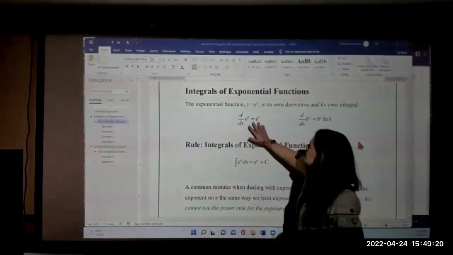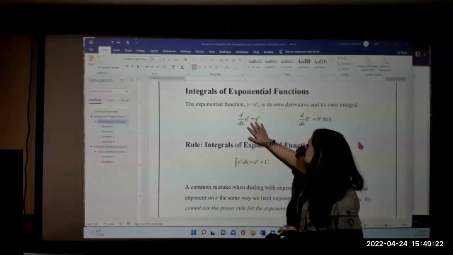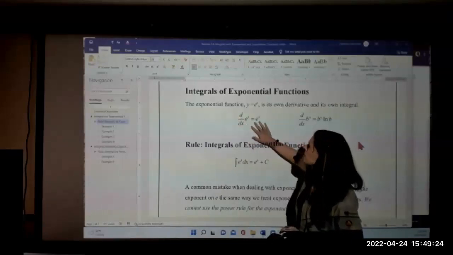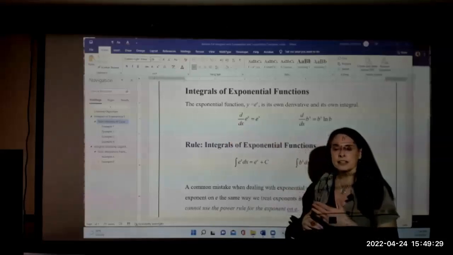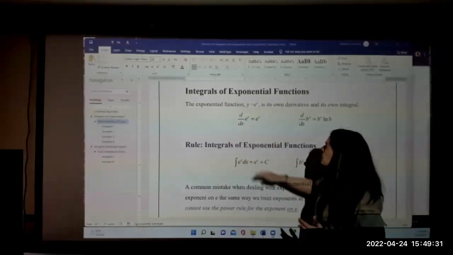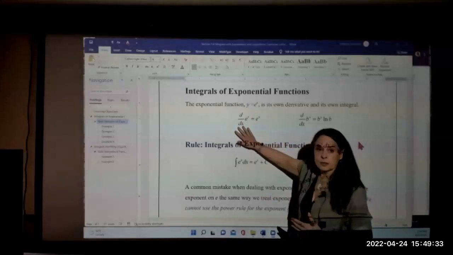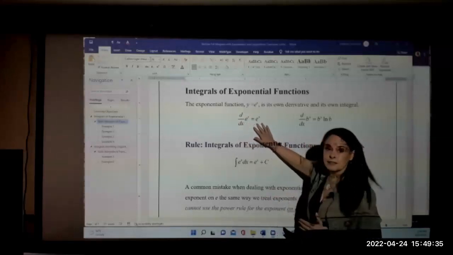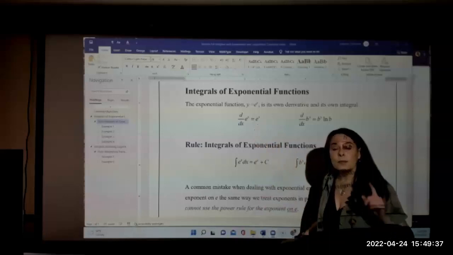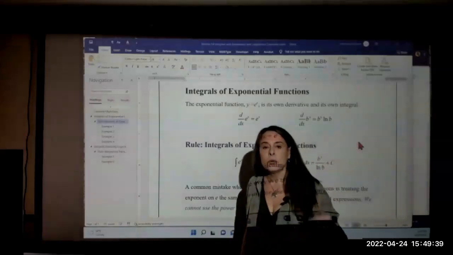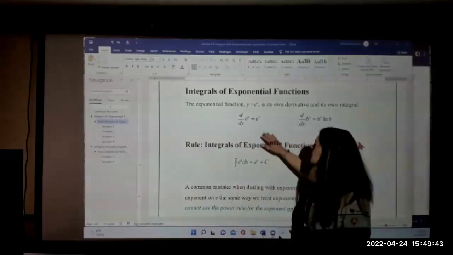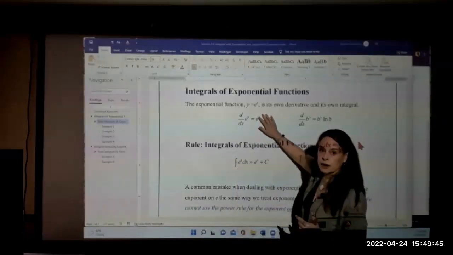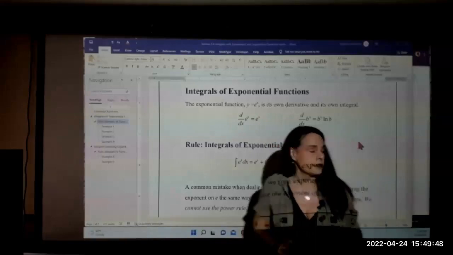Now, when we look at the integrals of exponential functions, remember that we're coming from the derivative, and we're reversing the process to get the antiderivative. So remember that the derivative with respect to x of e to the x is in fact e to the x. Remember that e is not a variable. We use a letter to represent it, but it is still a constant. So this is an exponential function, a constant raised to a variable expression.